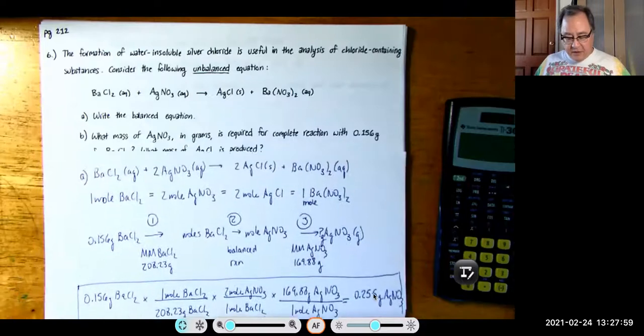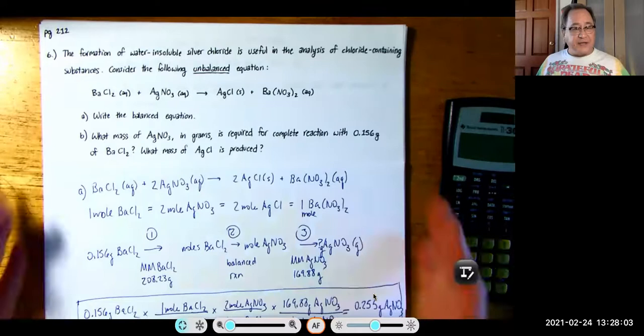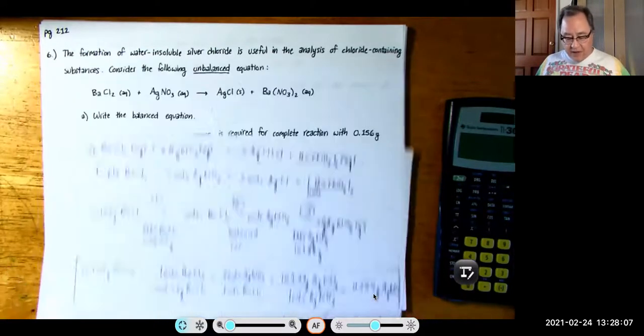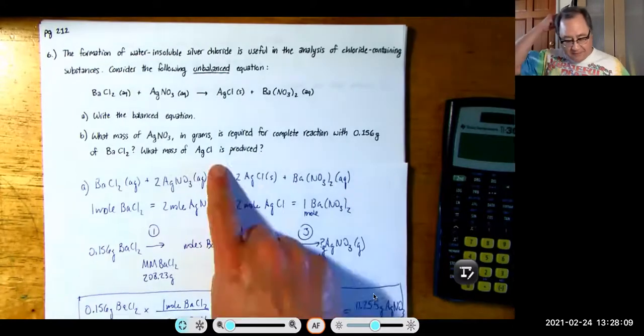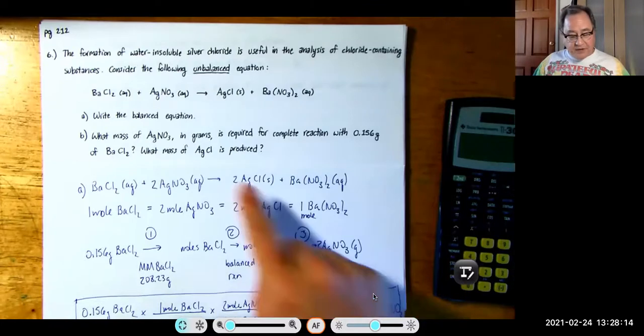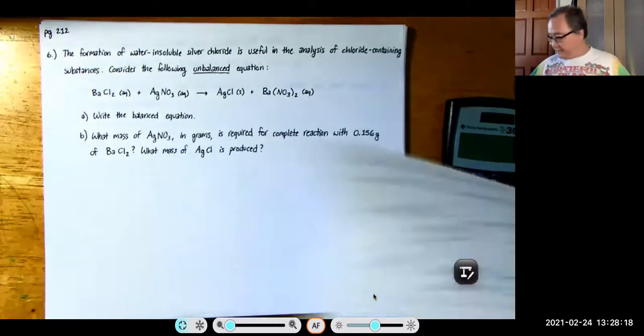So here, what mass of silver chloride is produced based on the same idea? So let's take a look at this. Oh, I actually did that. What mass of silver chloride? No, I did that. I did silver nitrate. What mass of silver chloride is produced? Well, let's do that one next.